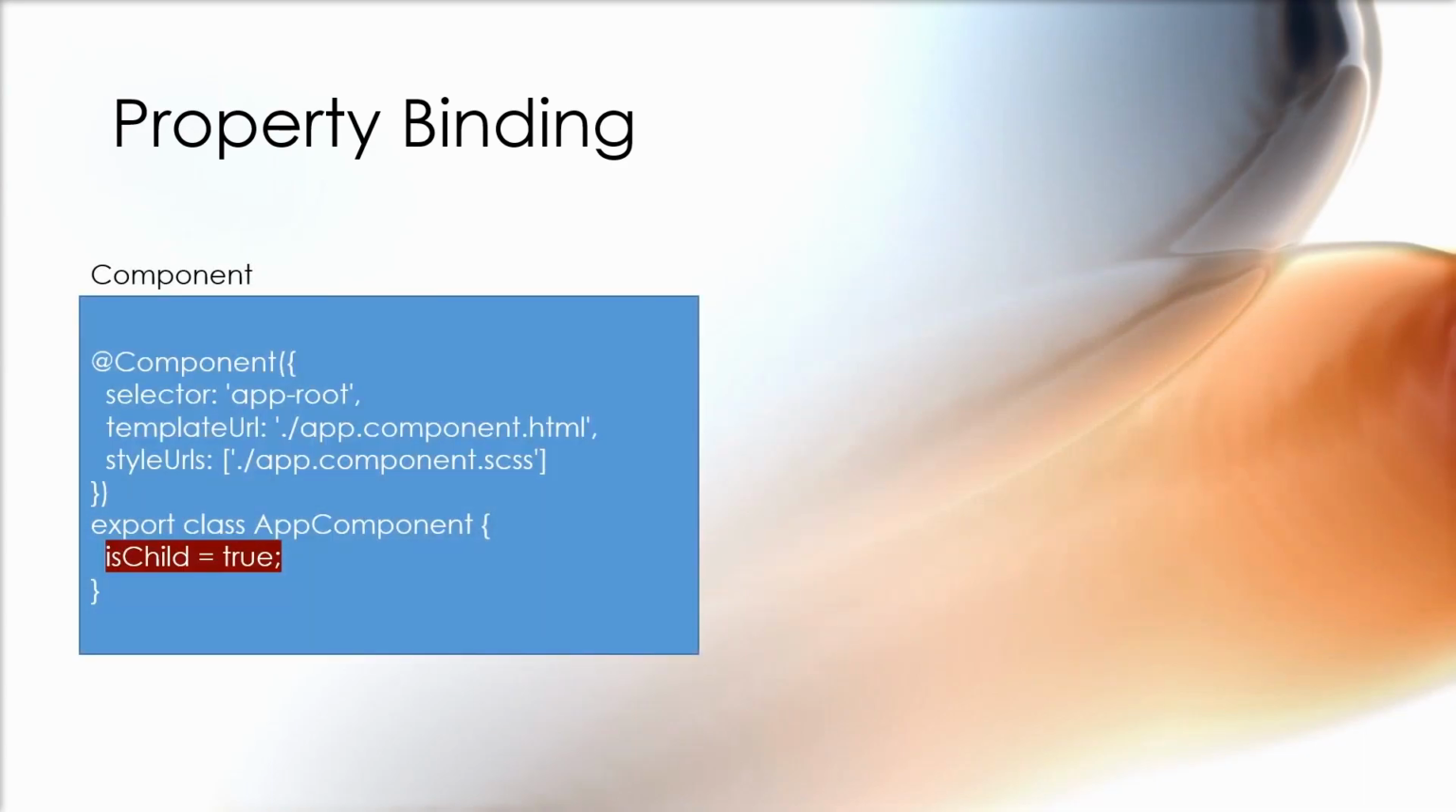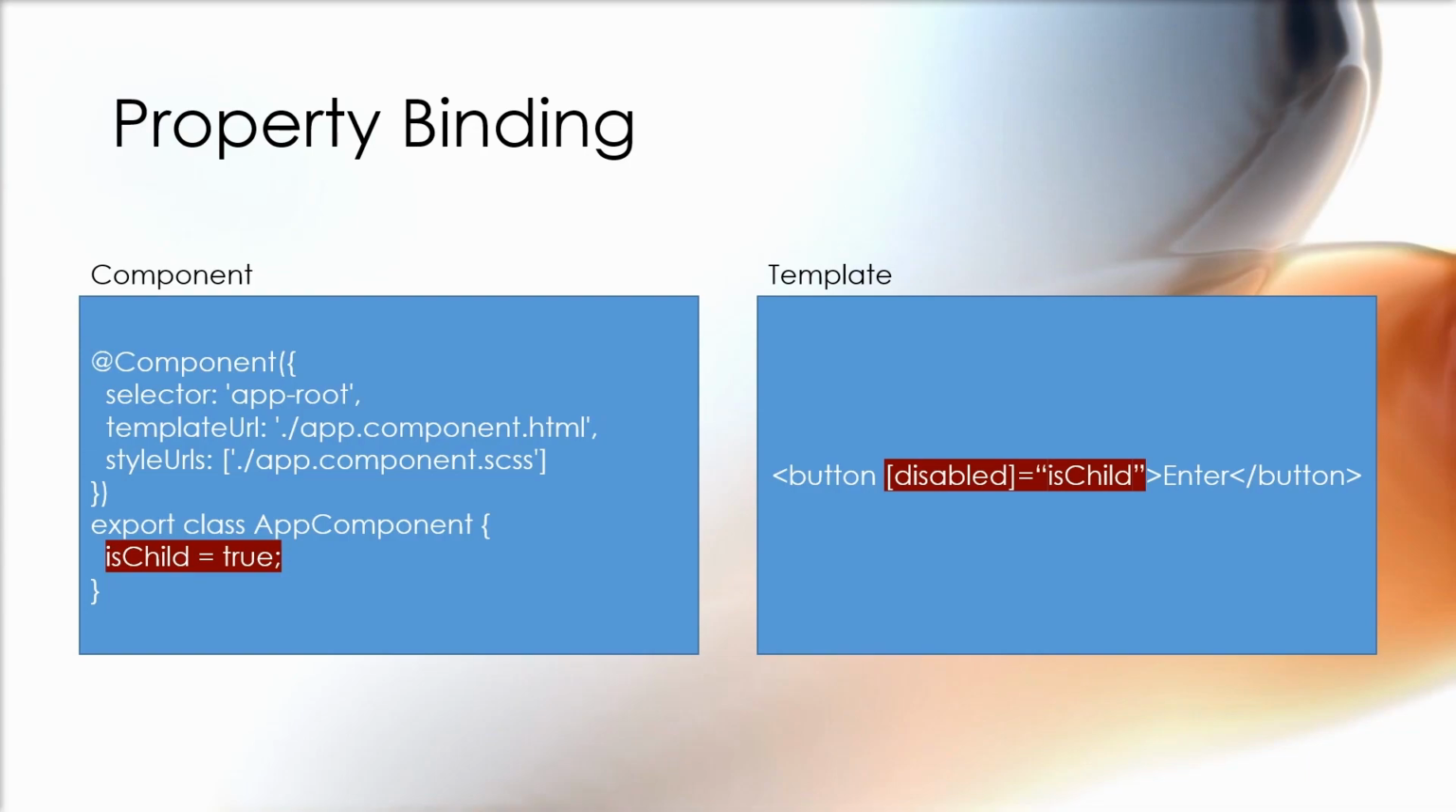Next one is property binding. If we have certain value in the component and based on that value we want our template to behave.